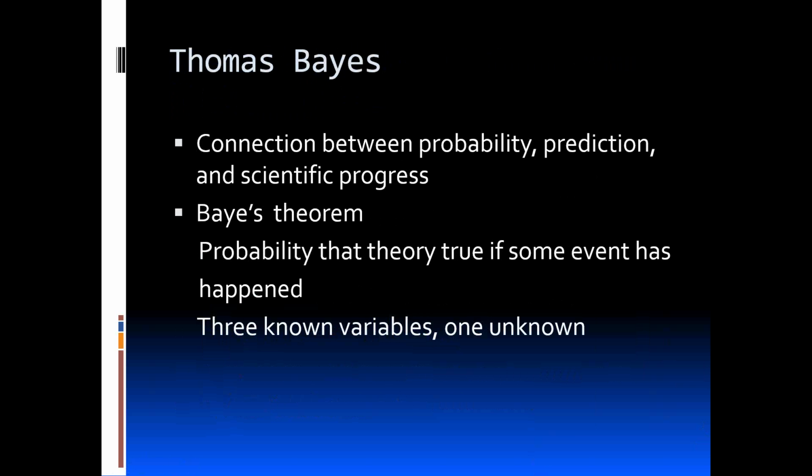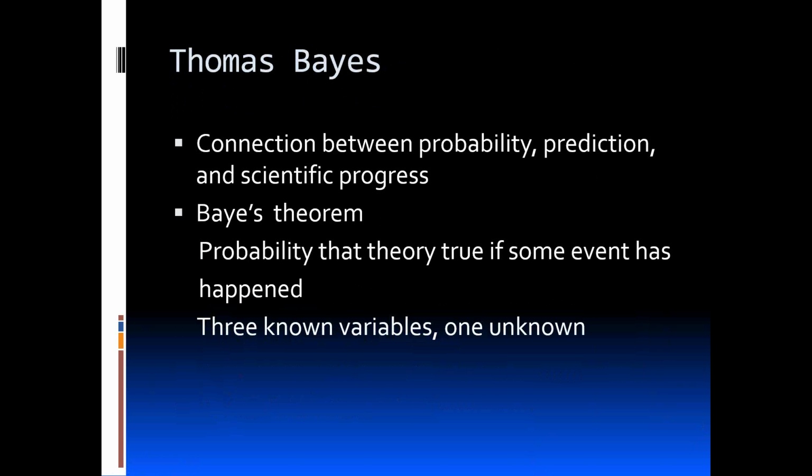Getting to the heart of the book, one of the theorems that Nate Silver believes in is Bayes' theorem. Now, Thomas Bayes was born in the early 1700s. So this is not a new theorem at all. It's basically controversial. There's Fisherian methods, and we're not going to go into statistics, but this has been around for a long time. And basically, it's attempting to connect probability, prediction, and scientific progress.